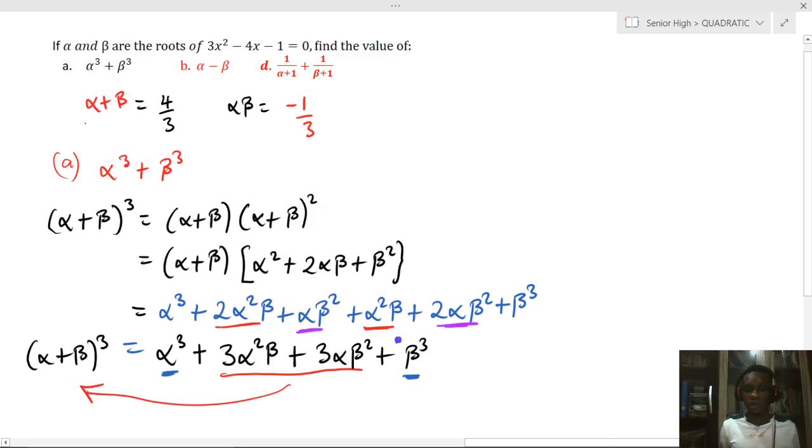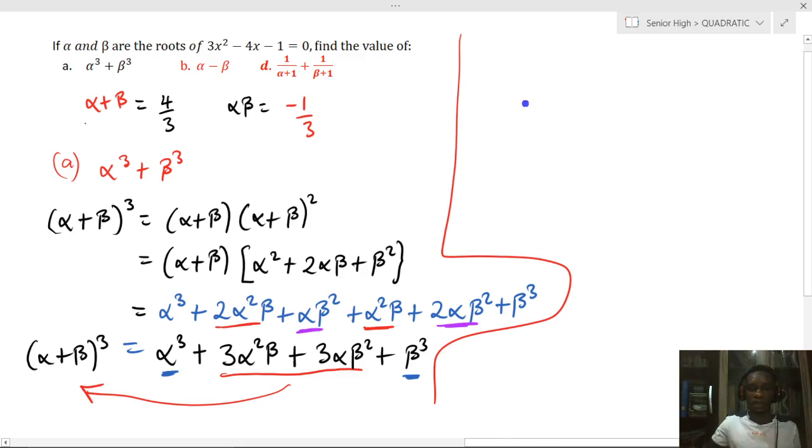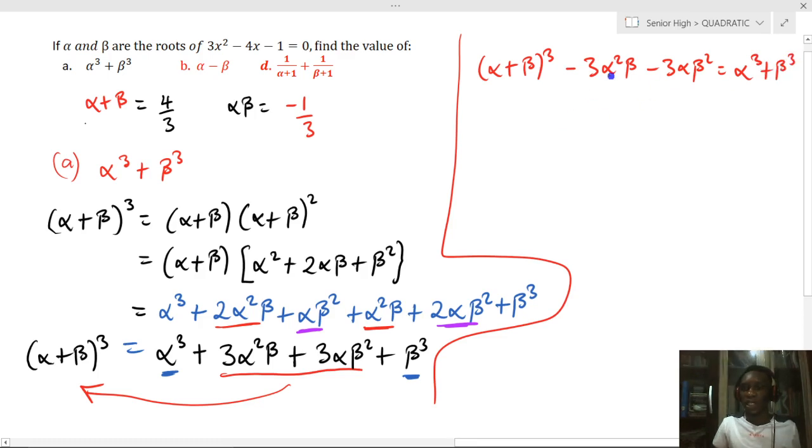Alpha raised power 3 and beta raised power 3. So let's do that in this other window. That will be alpha plus beta raised power 3, and then when this crosses over, it will give us minus 3 alpha squared beta minus 3 alpha beta squared is equal to alpha raised power 3 plus beta raised power 3. Therefore, I can factorize this just to simplify my working.